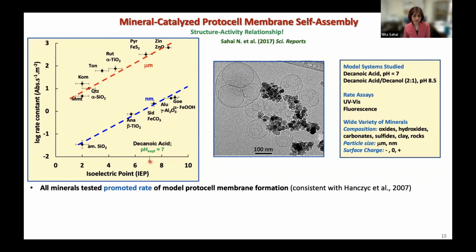Experimental pH is 7, so minerals with isoelectric point over it, just like a protein, are positively charged, and the ones below it are negatively charged. Our molecule has a negative charge on it, so the vesicle is negatively charged.